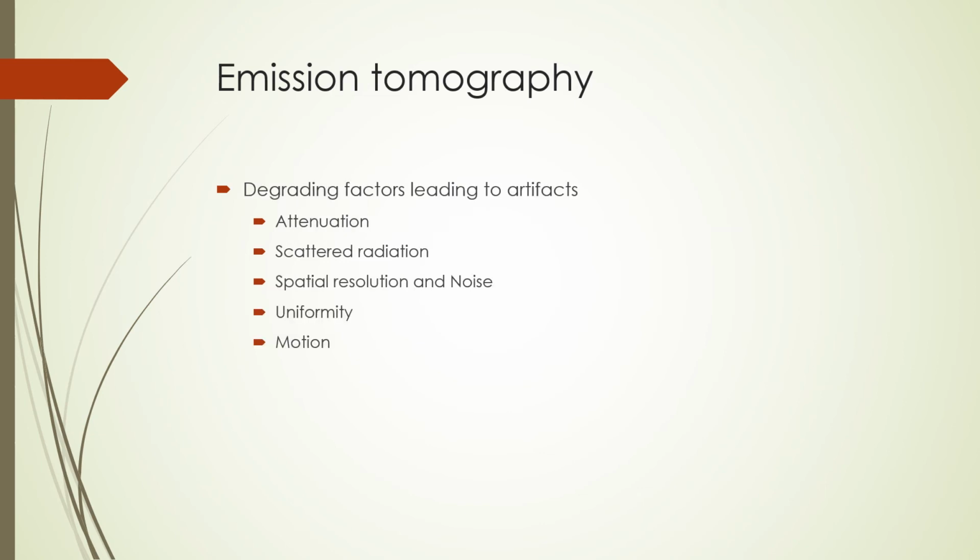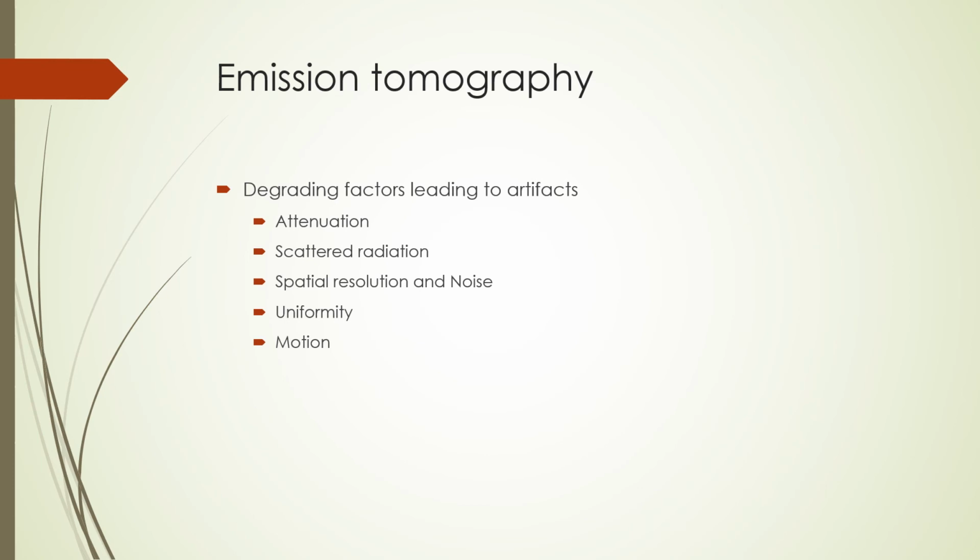There are some artifacts that can degrade the image in emission tomography. These are based on attenuation, scattered radiation, spatial resolution, noise, uniformity, and motion. Attenuation artifacts arise because the gamma rays emitted in the body have to travel through tissues of different thicknesses and densities before emerging from the body. Those gamma rays coming from deeper layers are attenuated more than those coming from shallower layers.